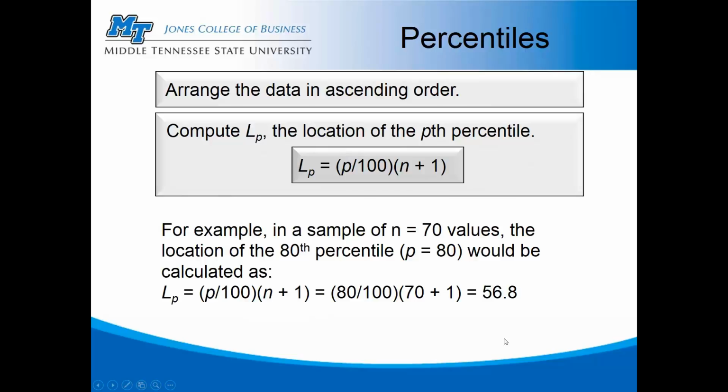So when we do the calculation here, we come up with 56.8. So when you put the numbers in order, there's going to be a number at location 56. There's going to be a number at location 57. And what we want to do is to figure out what the value is that's 80% of the way between those two numbers.